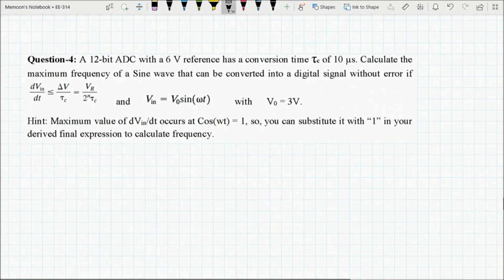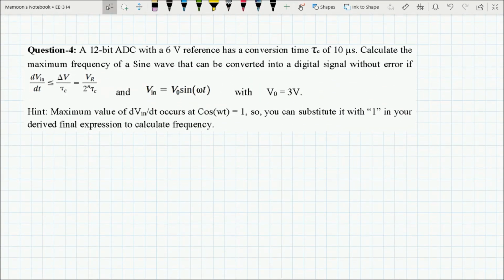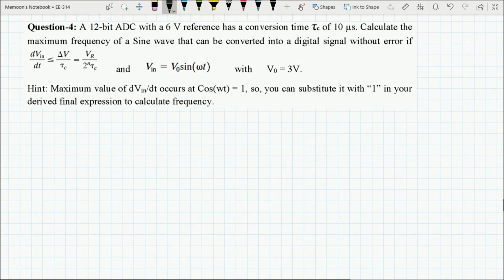So let's now move on to the second problem related to digital signal conditioning circuit design. The problem states that a 12-bit ADC with a 6-volt reference and a conversion time of tau c equal to 10 microseconds is available. What we have to do is calculate the maximum frequency of a sine wave that can be converted into a digital signal without any error.